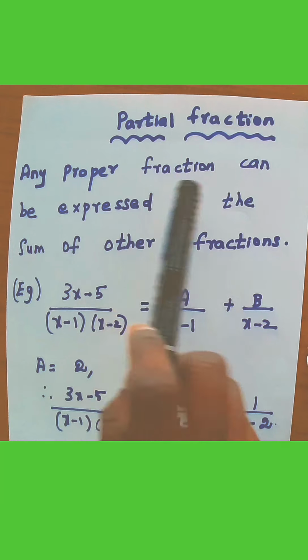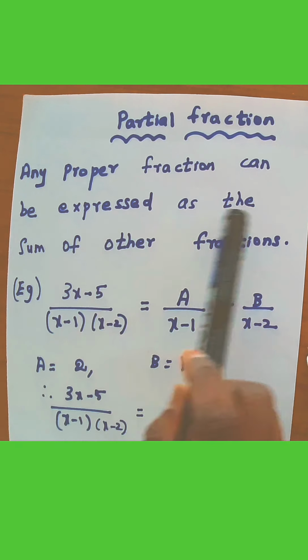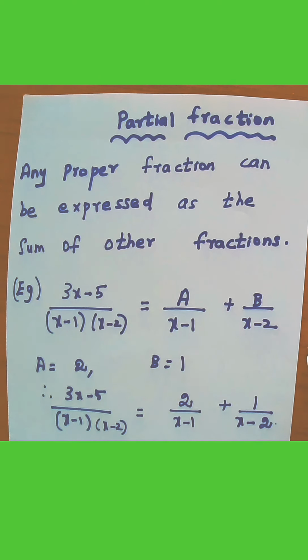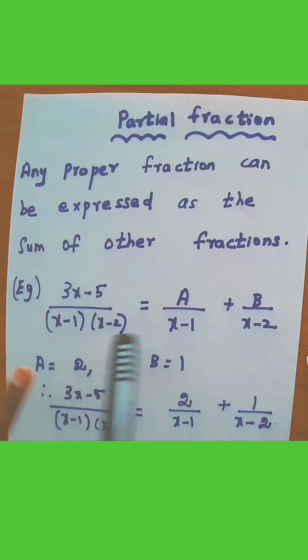Any proper fraction can be expressed as the sum of other fractions. Sum means addition of the other fractions. For example, 3x minus 5 divided by (x minus 1) times (x minus 2). Since in the denominator we have two factors, I can write this as a divided by x minus 1 plus b divided by x minus 2. So this is an example of partial fraction.